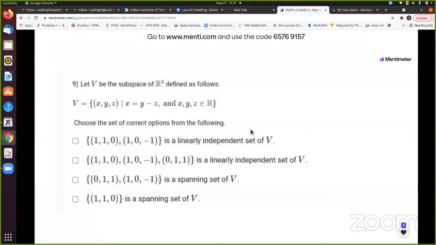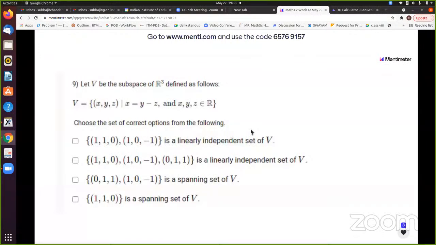If you write these vectors column-wise and calculate the determinant, if the determinant is 0, then what do you get? Determinant 0 means dependent, determinant non-zero means linearly independent, right? So the second option you can solve like that.